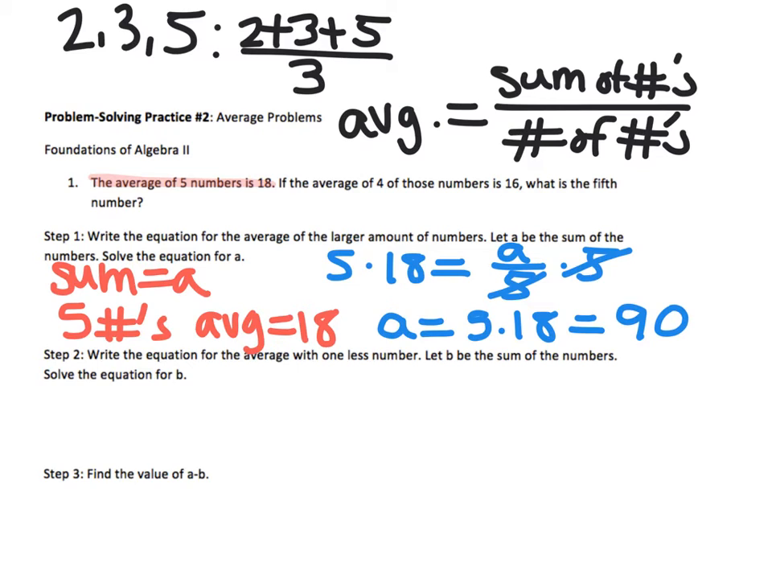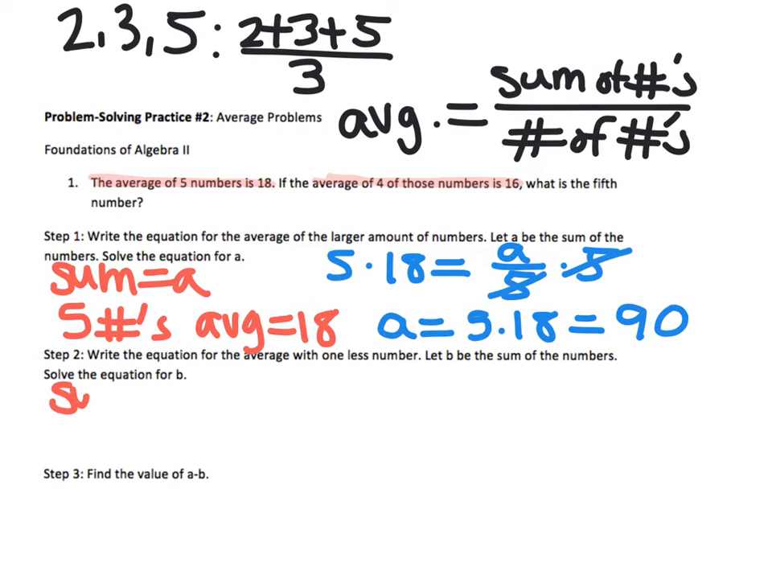Now, step 2 states, write the equation for the average with one less number. Let B be the sum of the numbers, solve the equation for B. So we're doing the same thing for B. Now, this is referring to this part of the question. The average of 4 of those numbers is 16. Now, if we write down what we know, again, step 2 provides that we're going to let B equal the sum.